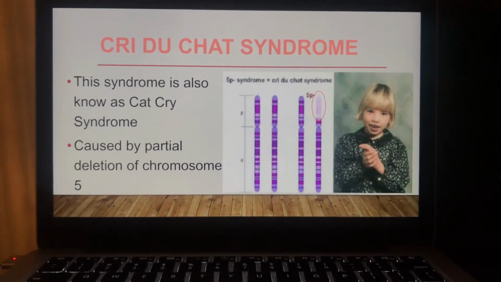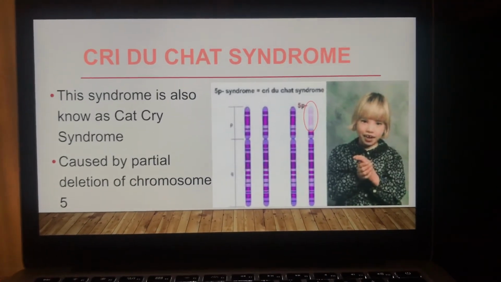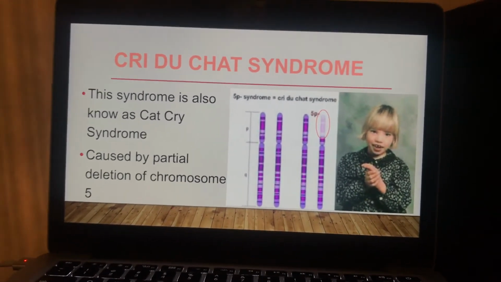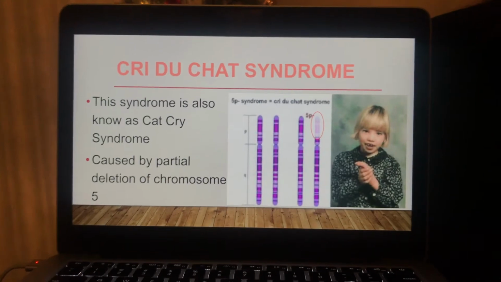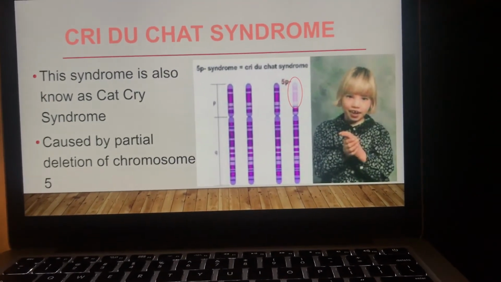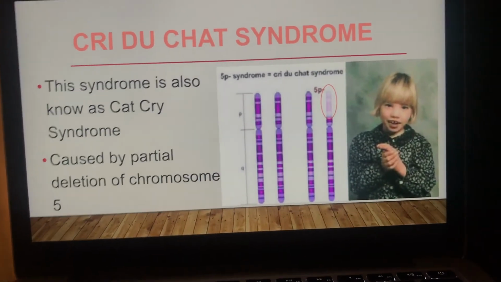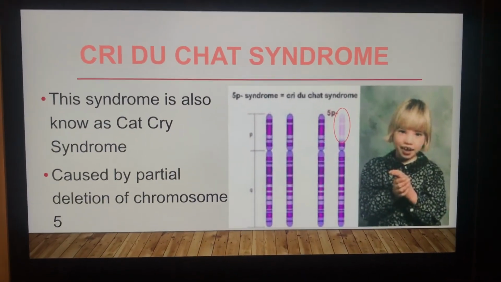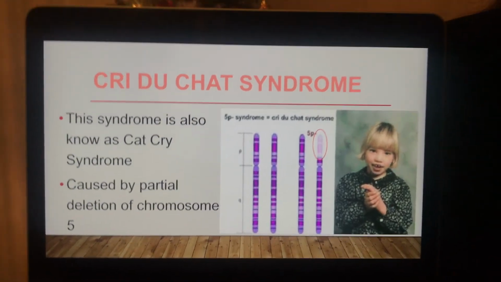And that is what some of the symptoms of cri du chat are, basically high-pitched screaming. You can see some physical malformations. But the life expectancy is very high because there is treatment for it. So, yes.